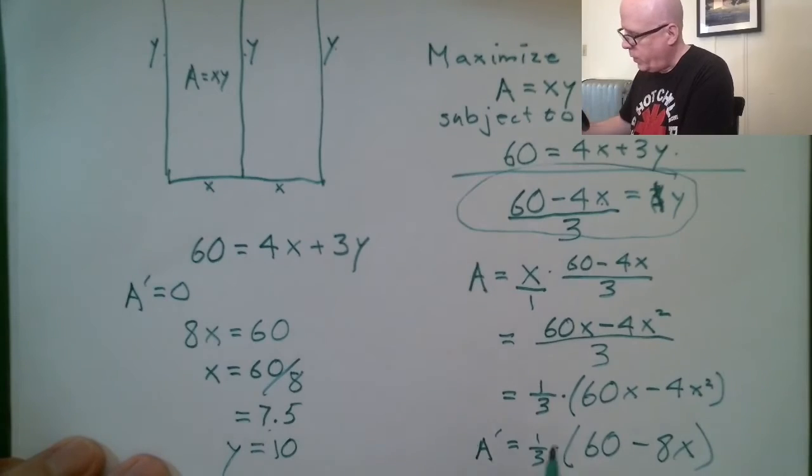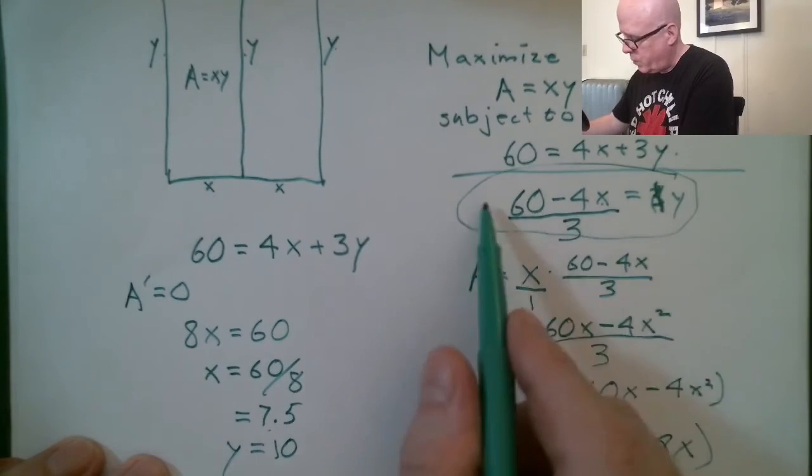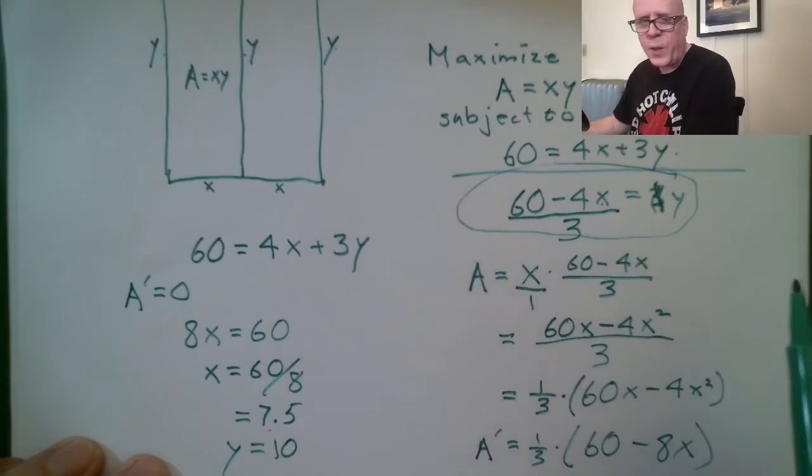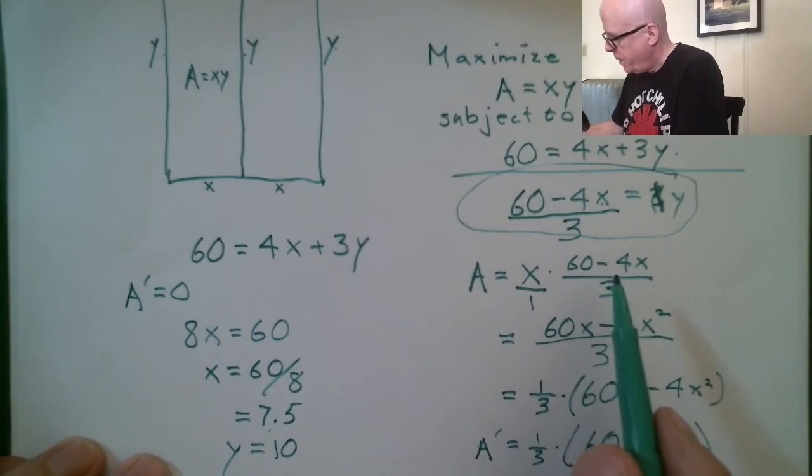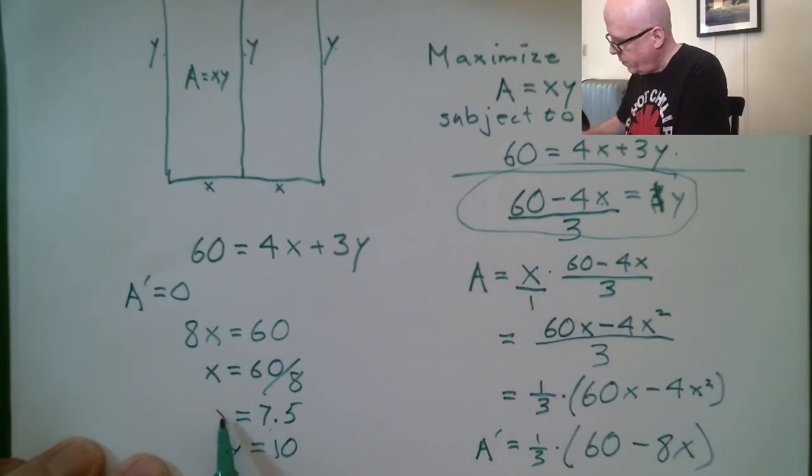I did that really quickly, but that was just mental arithmetic. You could certainly stick that into a calculator if it bothered you. So x is 7.5, y is 10.